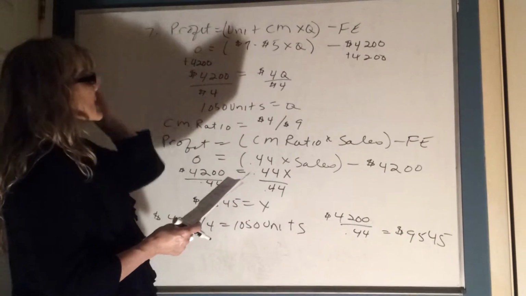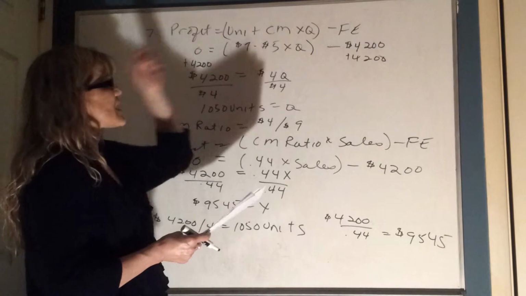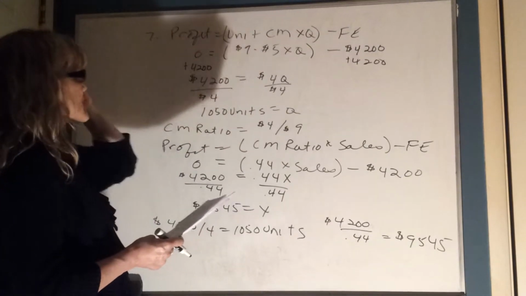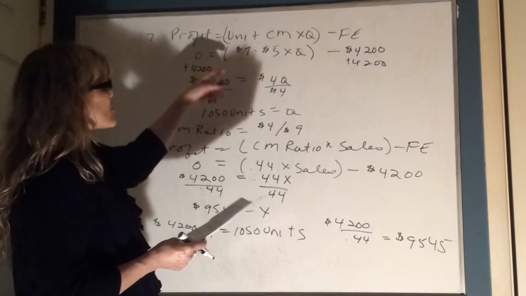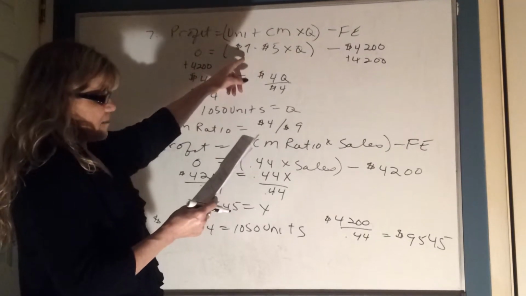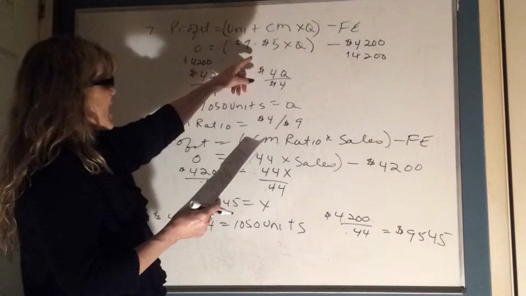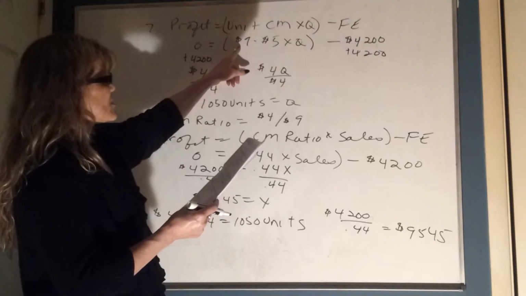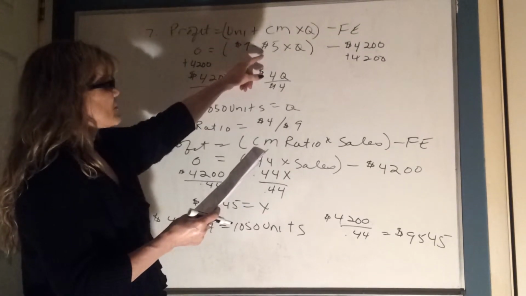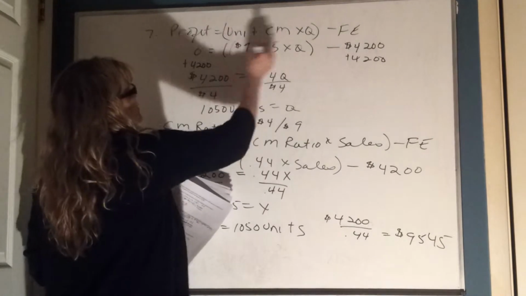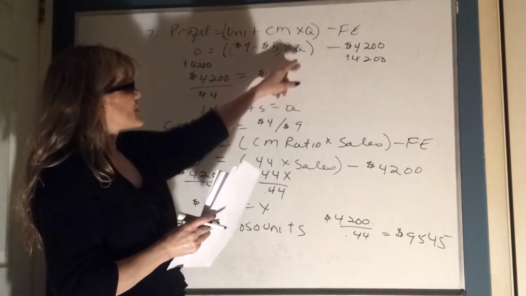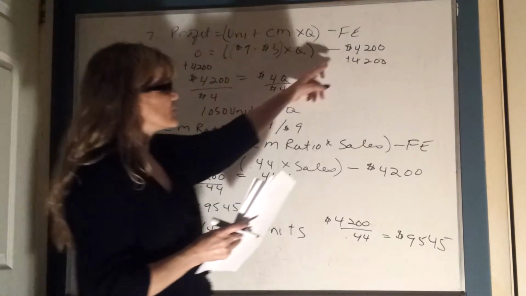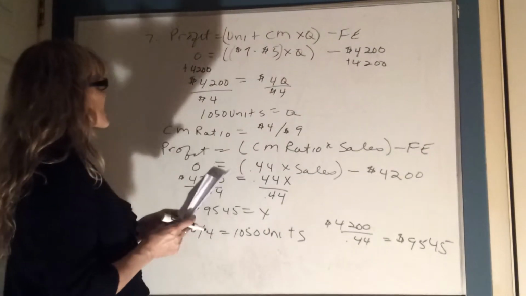So our profit is going to equal our unit contribution margin times our quantity minus our fixed expenses. So we're at break-even, it's a 0 profit, so 0 equals our 9 minus 5, right? Our unit contribution margin of 9 minus our variable expenses of 5, times our quantity, minus 4,200 of fixed expenses.